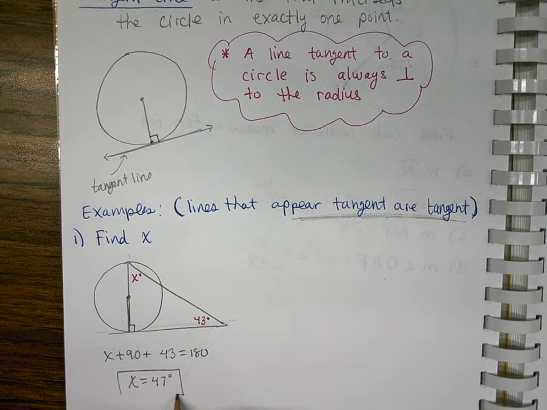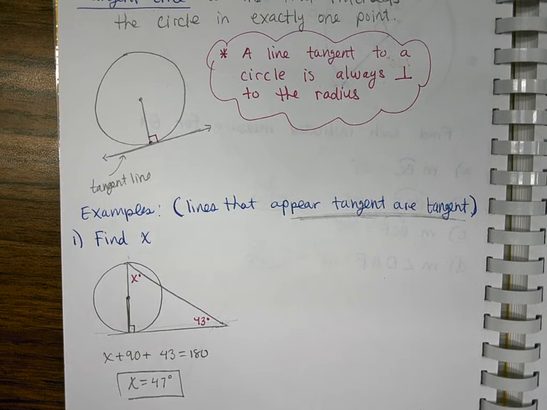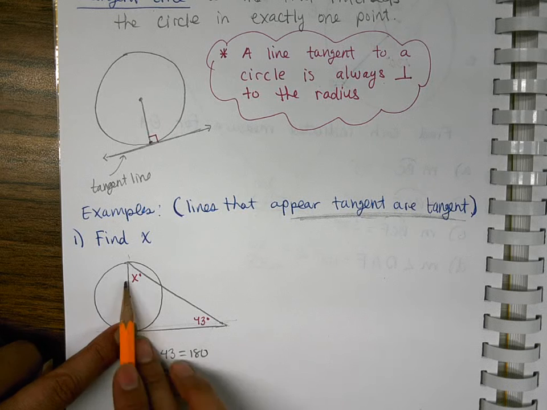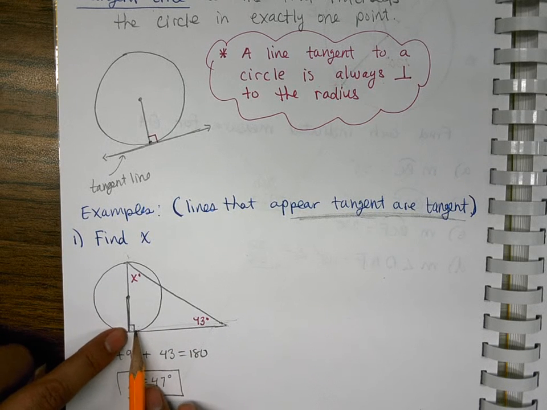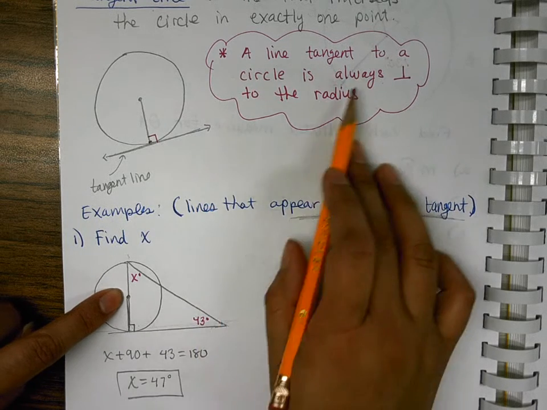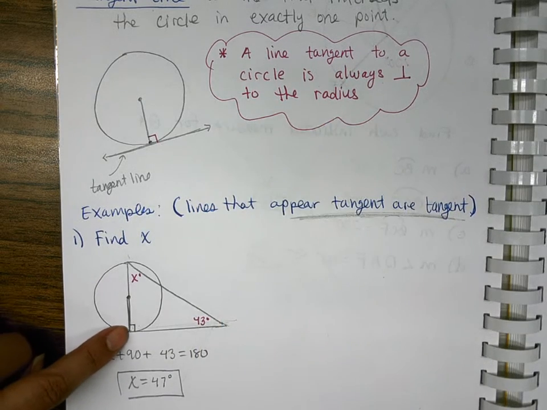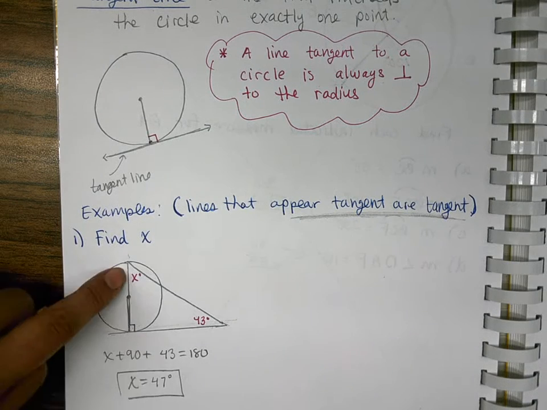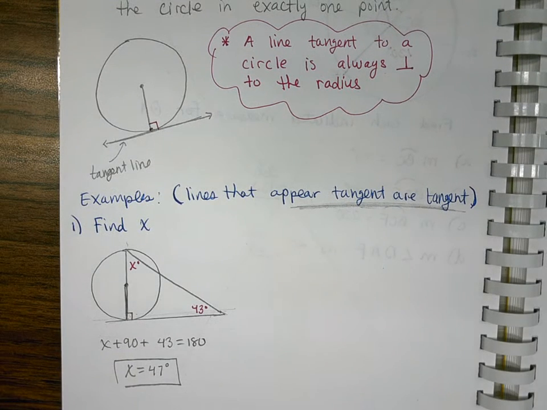X equals 47 degrees. Again, this was not given, just the stuff in the ink pen, 43 and x. We know this is perpendicular because this is a tangent line and that's the radius. According to this information, they're always perpendicular to each other. So 90, 43, and x adds up to 180.